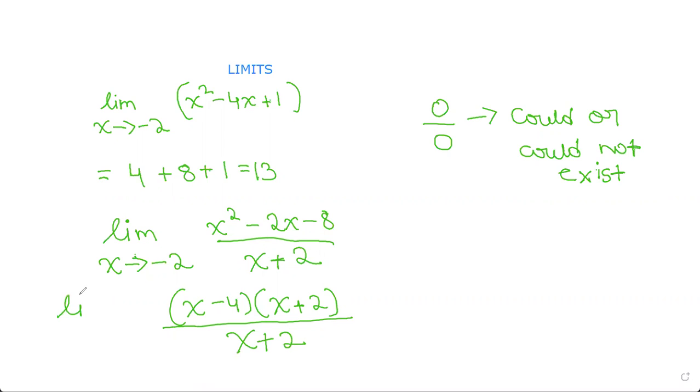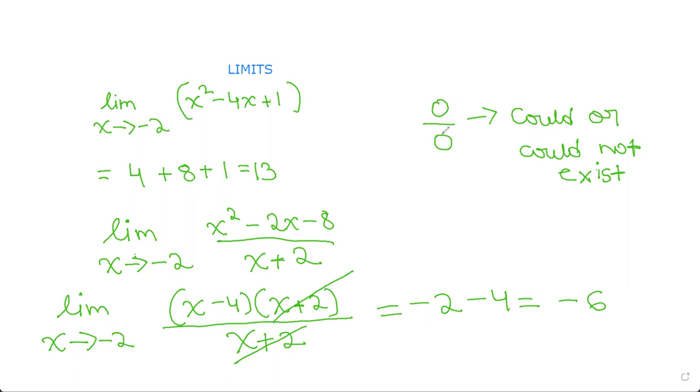And I'll just write this. Limit x tends to minus 2. So now what we can do is cancel out these two, right? x plus 2 and x plus 2. So now what we have is limit x tends to minus 2 of x minus 4. If you substitute minus 2 in this, you get minus 2 minus 4, which is minus 6. So minus 6 is your answer.